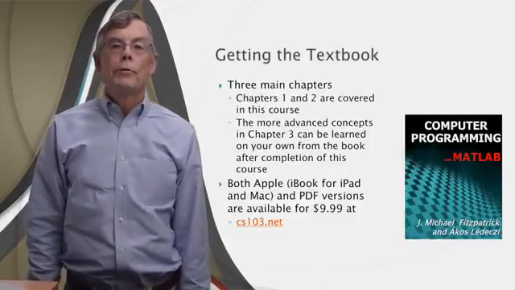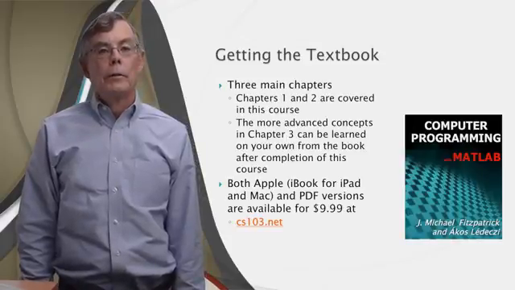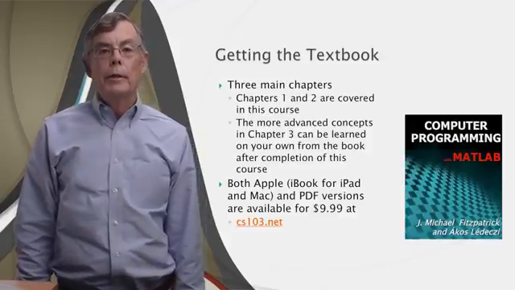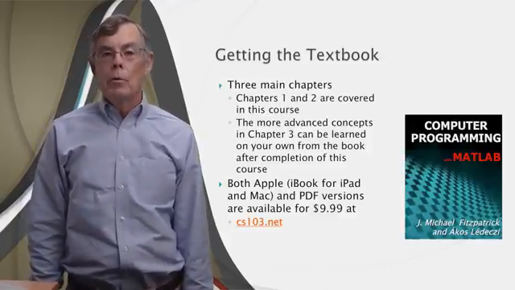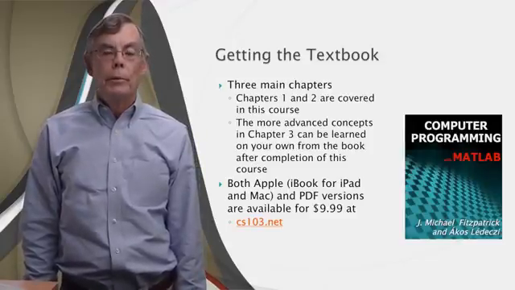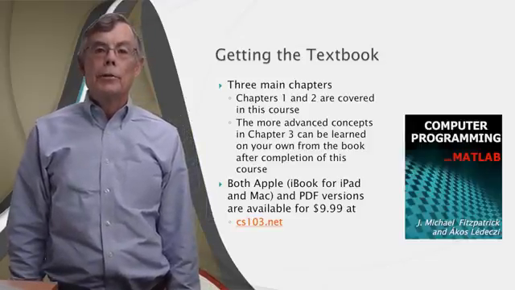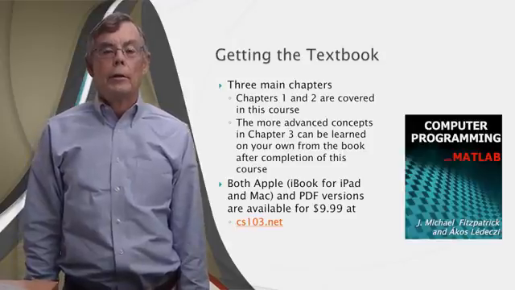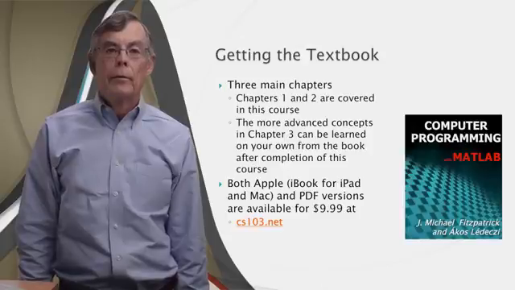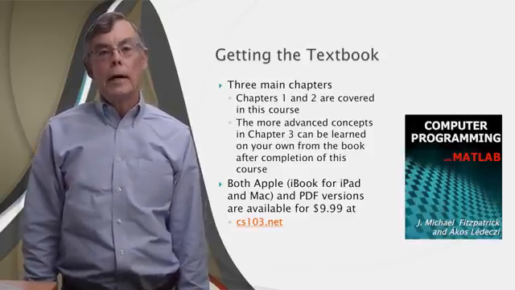The book is organized into 3 major parts, which in the iBook style are called chapters. This course covers Chapter 1 and 2. The remaining Chapter 3 covers subjects that are beyond the scope of this course, but you'll be able to continue through that chapter on your own after you've completed this course. The book is available online at cs103.net. You'll find 2 versions there, an iBook for Apple's iPads and Macs, and a PDF for any other device. And they cost $9.99 each.